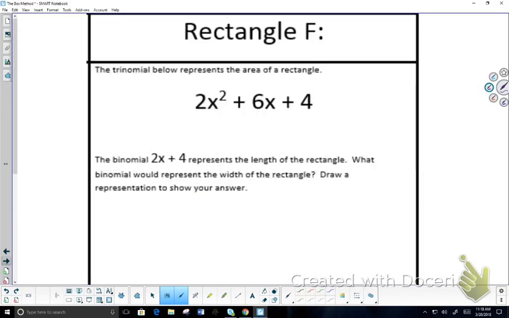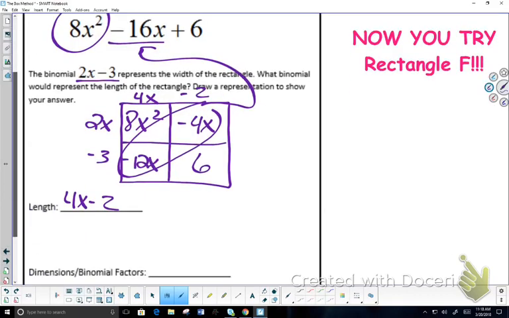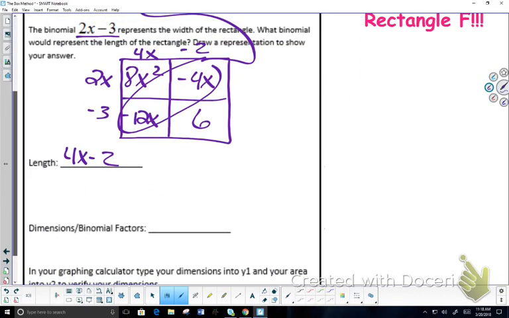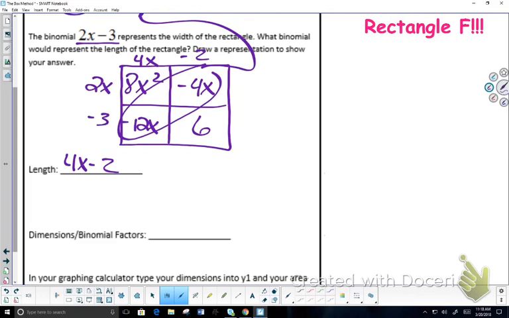We have another. You try. We have more questions down there? My bad. I'll scroll. Dimensions, binomial factors. Dimensions are the dimensions of the box, right? Length and width. Okay. Factors. Factors are things that multiply.